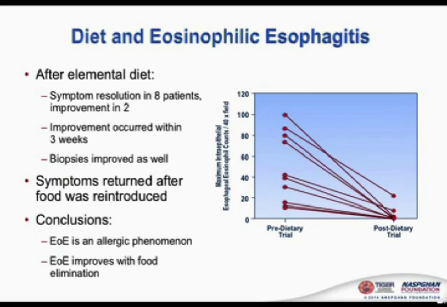After 3 weeks, symptom resolution occurred in 8 patients with a near complete response in the other 2. After 6 weeks, a repeat esophageal biopsy was obtained and demonstrated normal esophageal tissue in 8 patients and a dramatic improvement in the other 2. Foods were then reintroduced, and both clinical symptoms and the tissue eosinophilia recurred. The authors concluded that EoE was a type of allergic disease that responded to food elimination.